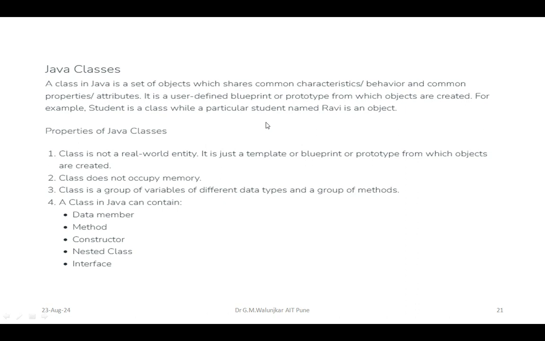There are certain properties associated with Java classes. First, a class is not a real-world entity. It is just a template or blueprint or prototype from which objects are created. A class is not going to occupy memory. A class is a group of variables of different data types and a group of methods. A class in Java can contain data members, methods, constructors, nested classes, and interfaces.